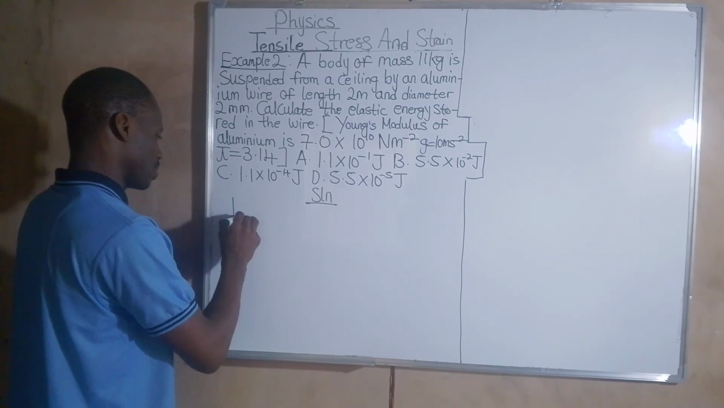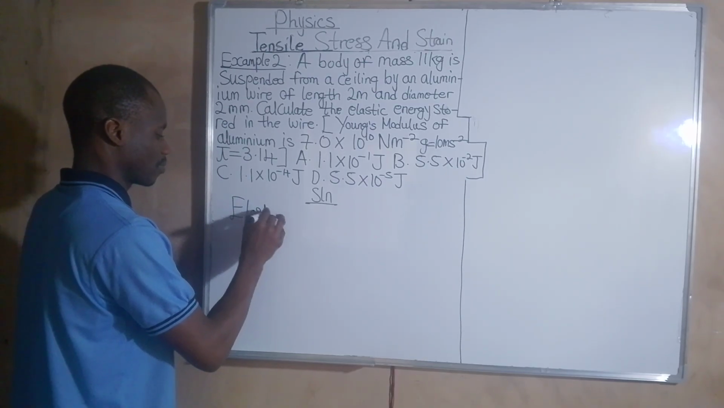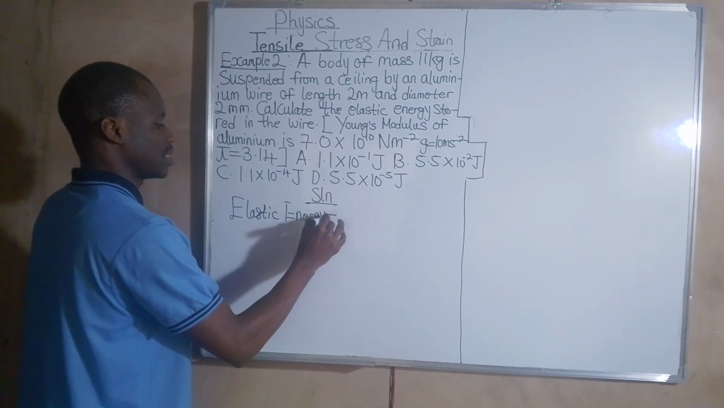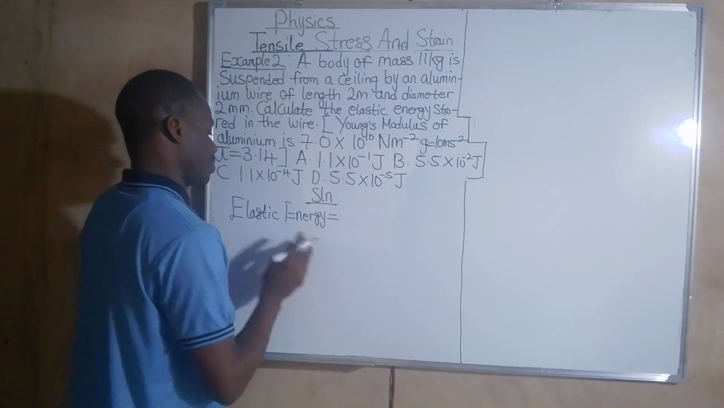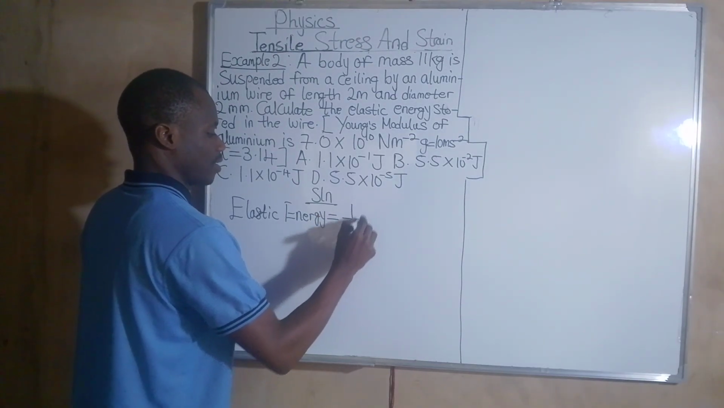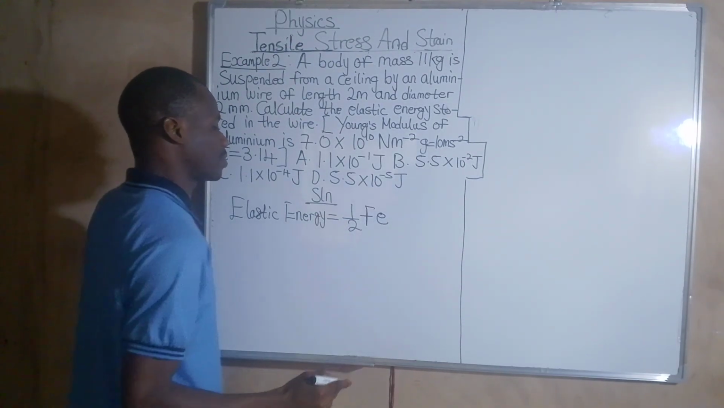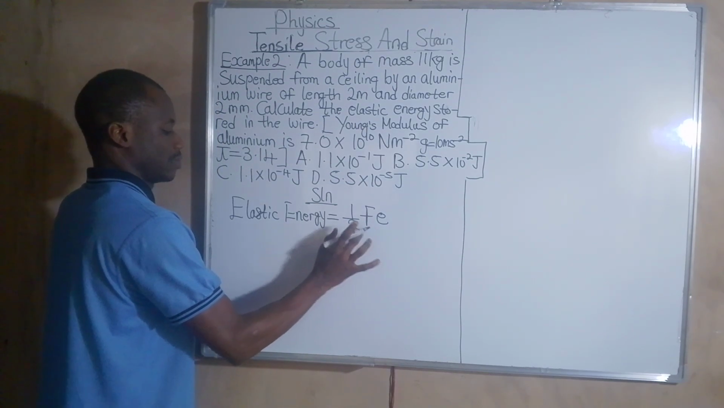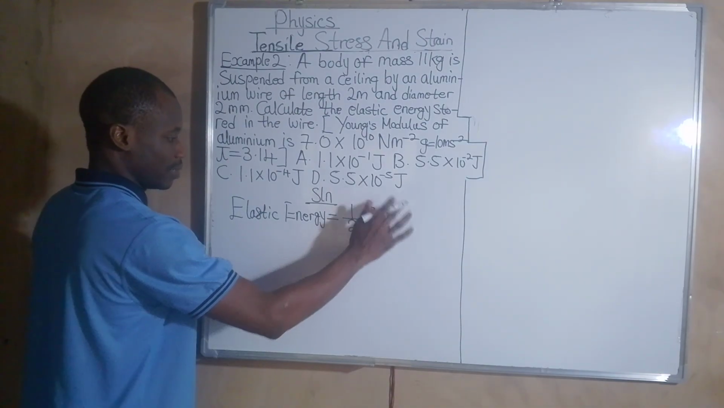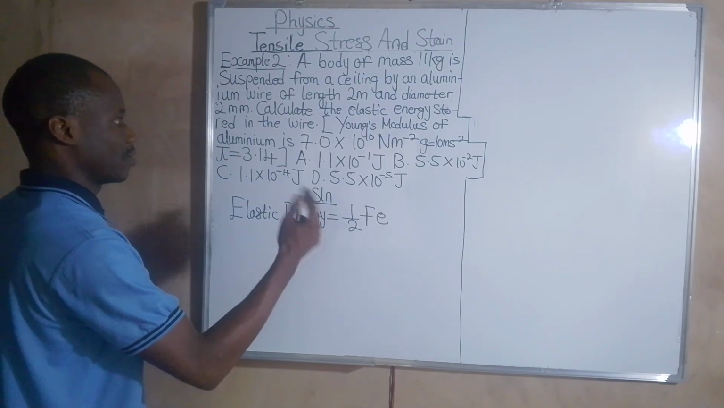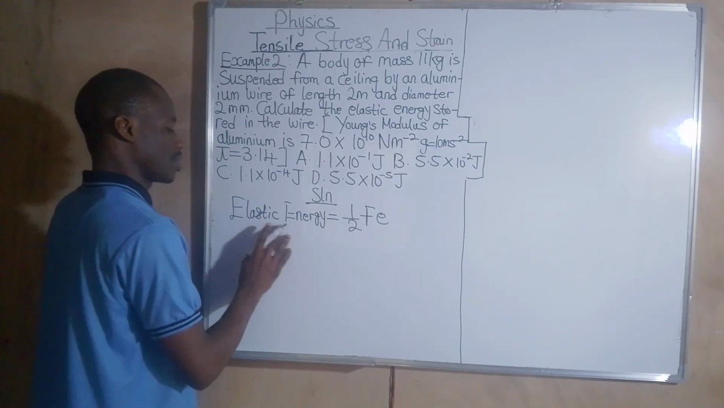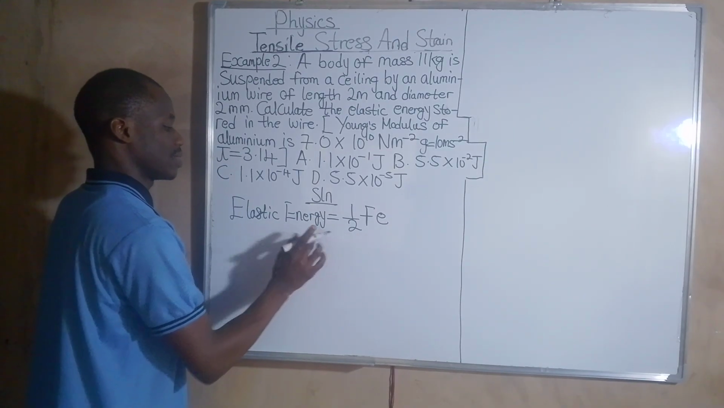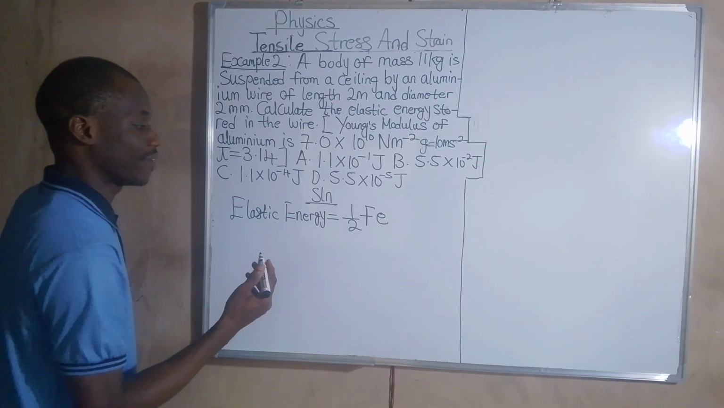Elastic energy stored is like kinetic energy or potential energy. So the elastic energy will be half Fe. You can look at your textbook for more explanation on this; I won't fully be able to explain why the calculation is so. But take note that whenever you are asked any question, you should imply that elastic energy is equal to half Fe.